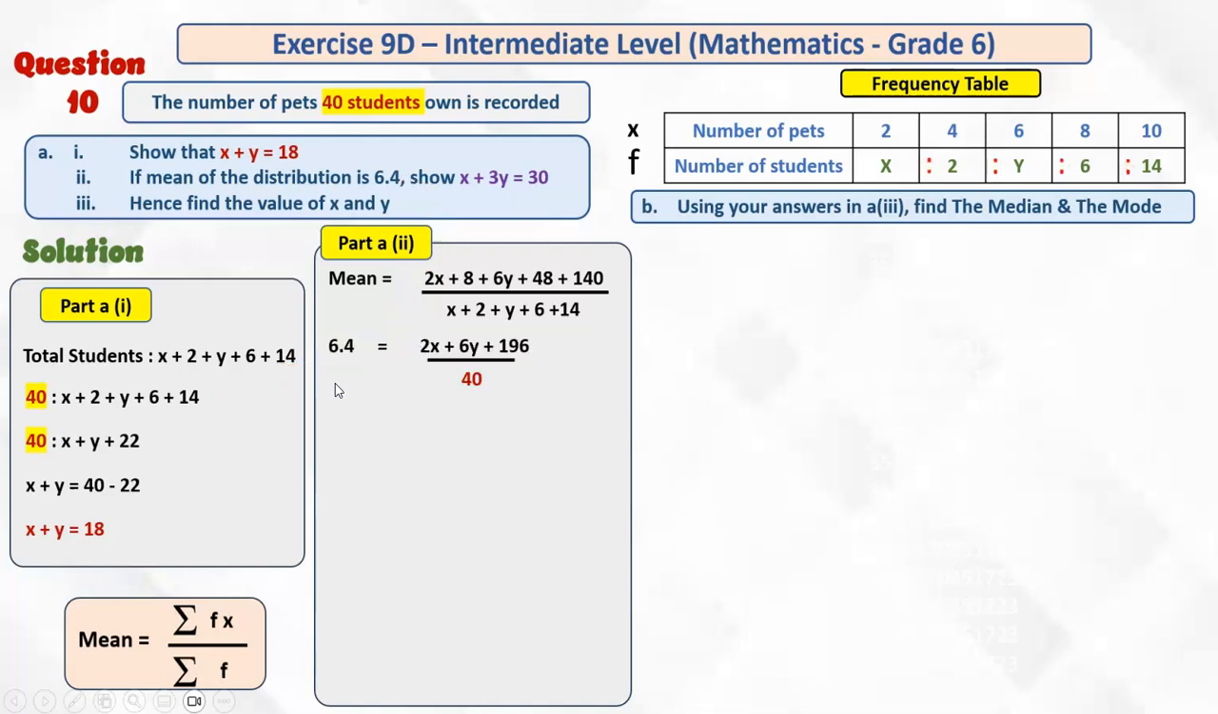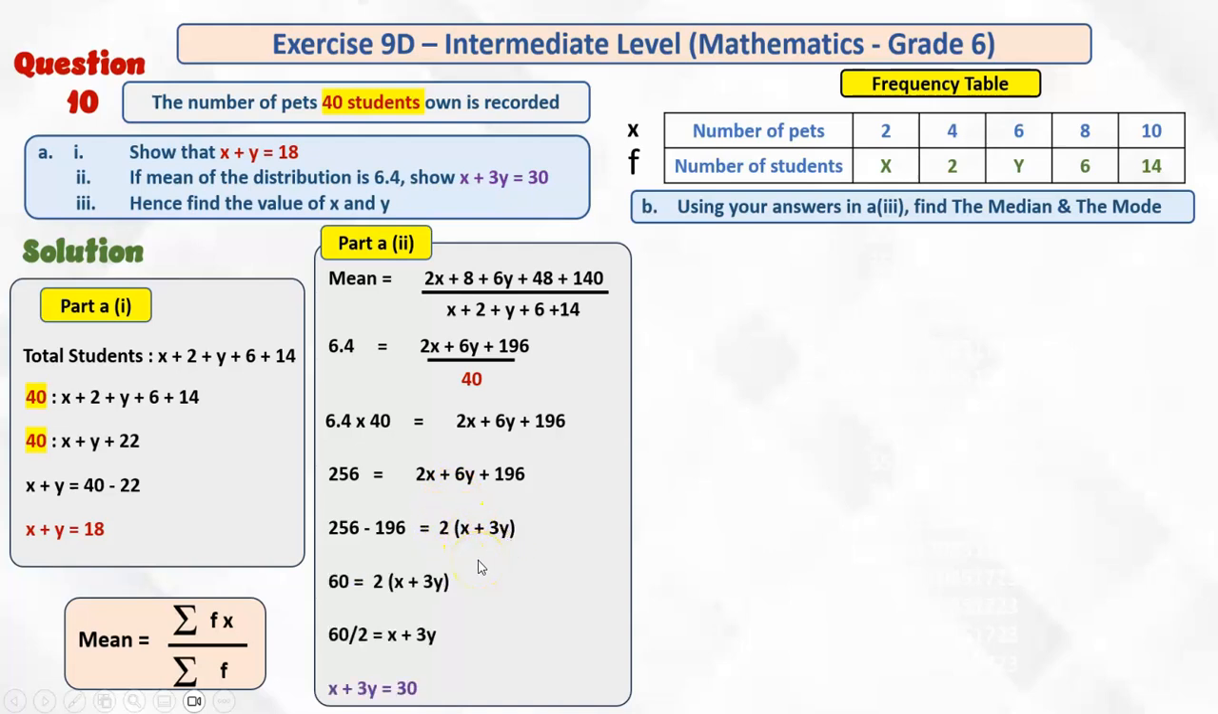So we can also write this as 6.4 equals 2x plus 6y, and once we add 8 plus 48 plus 140, that makes 196. We divide by 40. The 40 goes to the left side, gets multiplied, and becomes 256 equals 2x plus 6y plus 196. The 196 goes to the left side and gets subtracted, 2 gets common between 2x and 6y, and the answer gets solved down to x plus 3y equals 30. And this was your second portion.